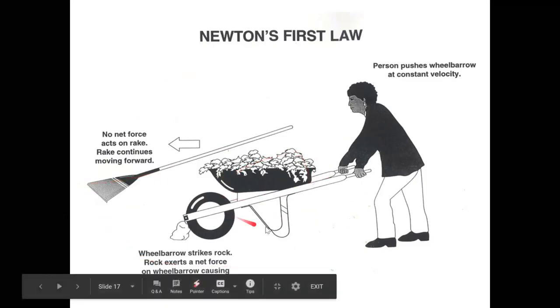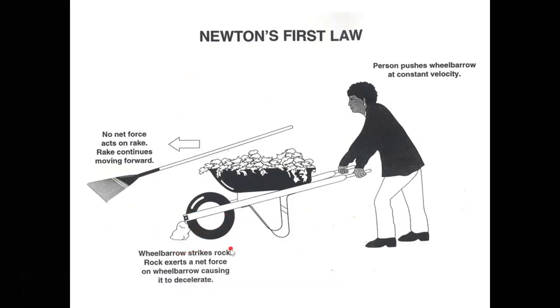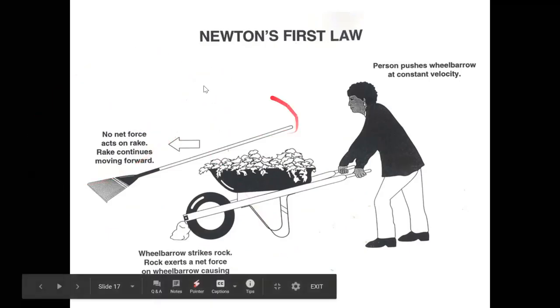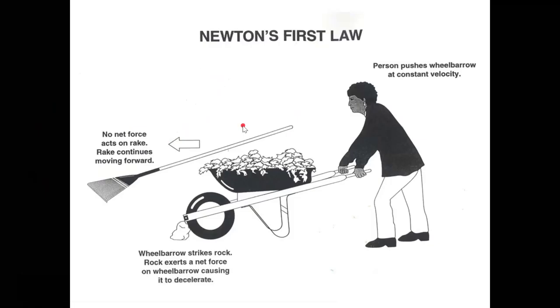So your wheelbarrow stopped because it had this rock down here that exerted a force back on the wheelbarrow and stopped it from moving forward. The rake doesn't have any sort of force to stop it, so it slides right off the top of your wheelbarrow because it was traveling in that direction, and it's going to keep traveling in that direction until some sort of force acts on it and causes it to stop.